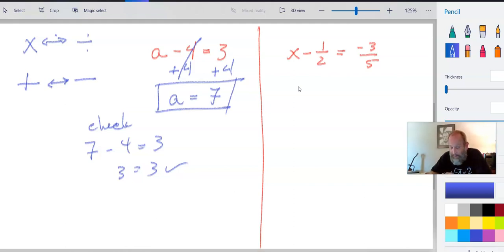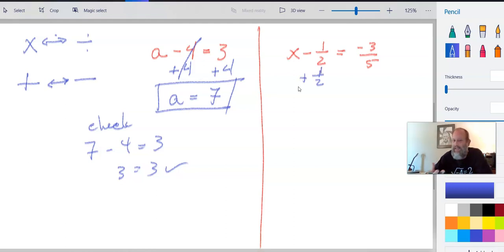Okay, now the second part might take a little bit more work just because of the fact that it's fractions, but it doesn't change any of the procedure, right? Your undoing operations are still the same. So when I look over here, I'm subtracting 1/2, right? And if I'm subtracting 1/2, the only way I'm going to be able to undo that is to add 1/2. So I'm going to put a plus 1/2 here.